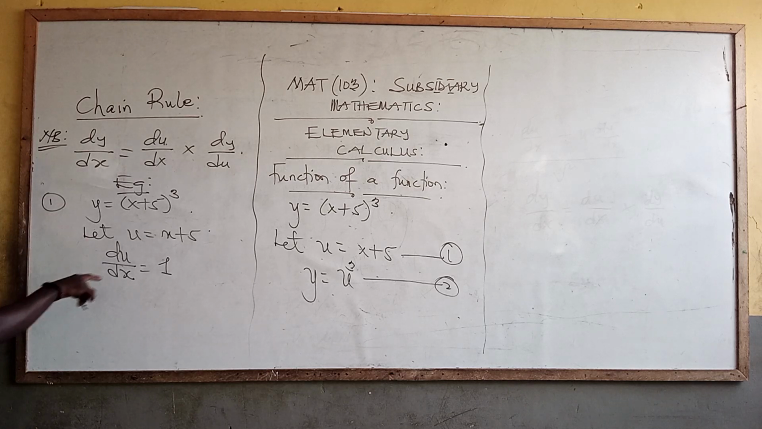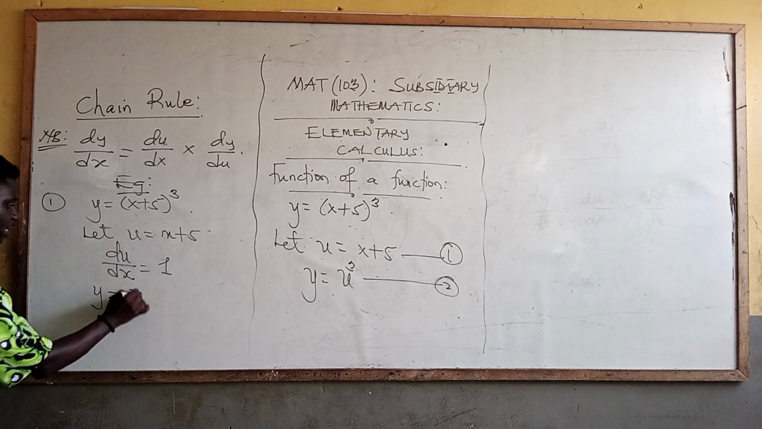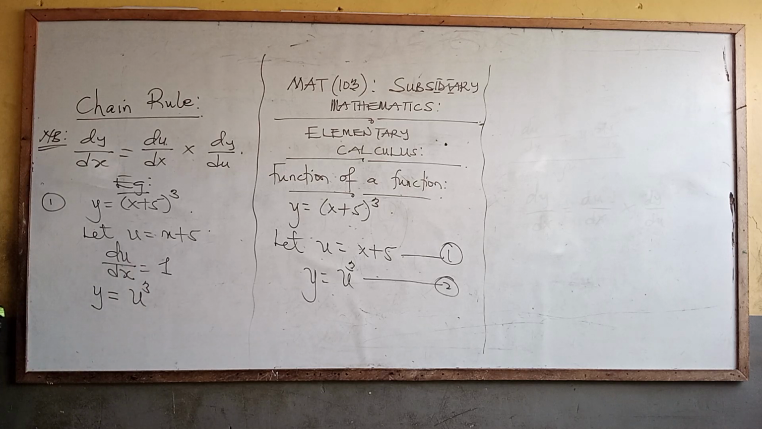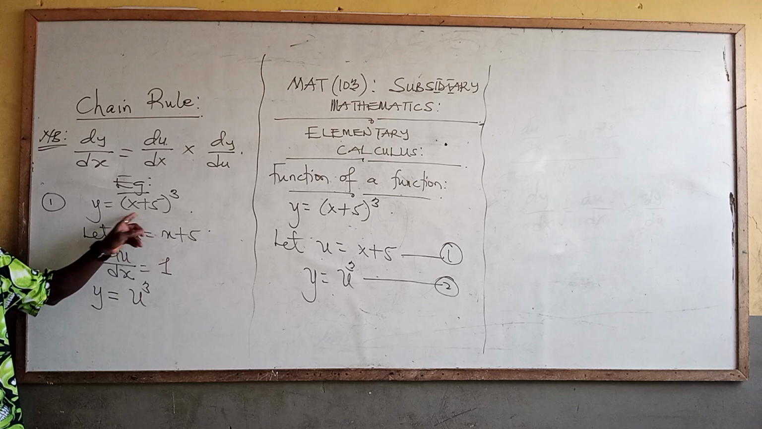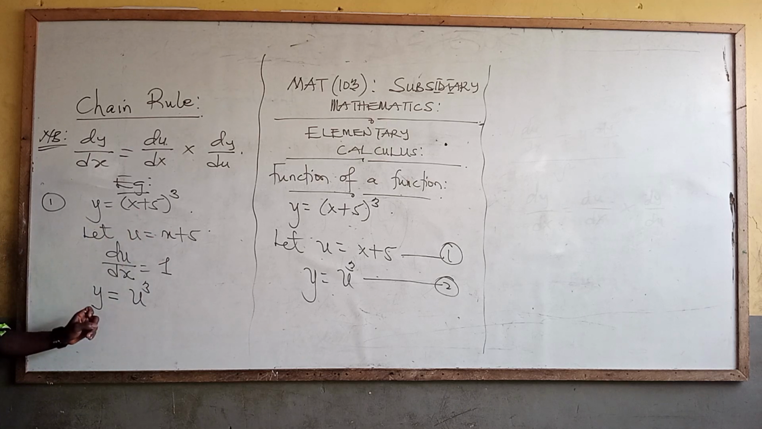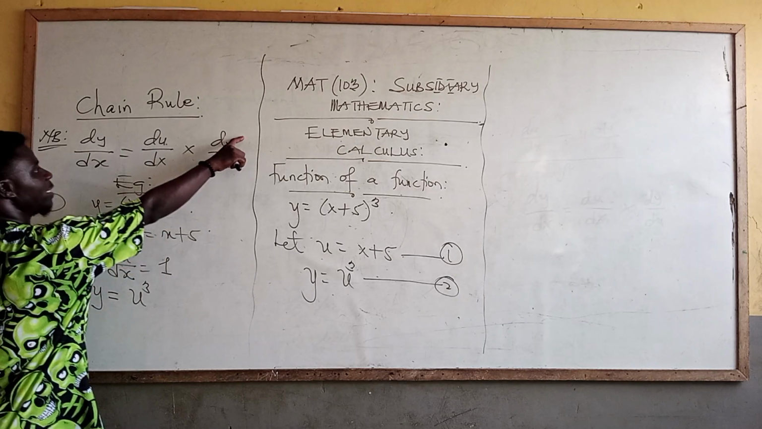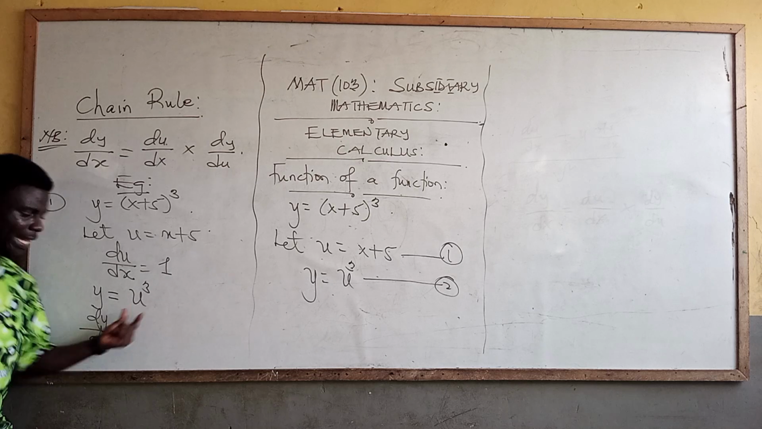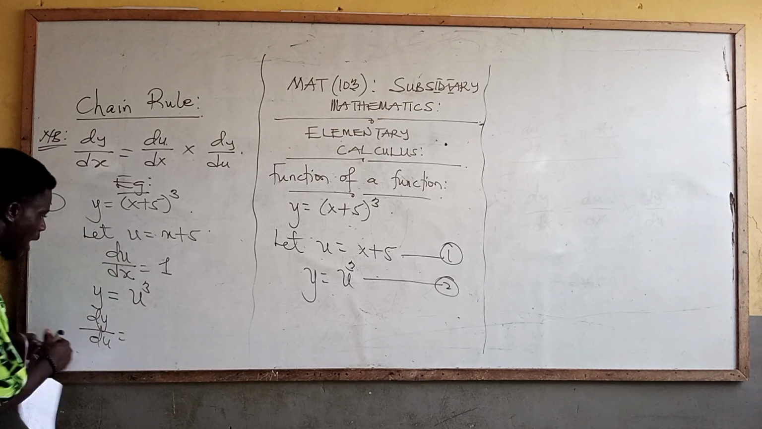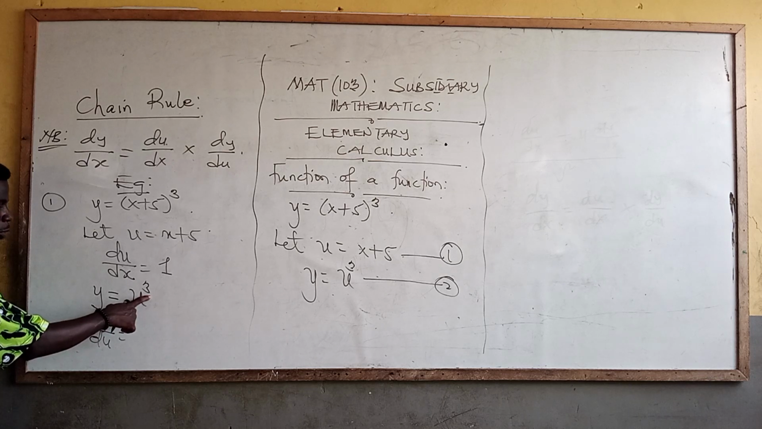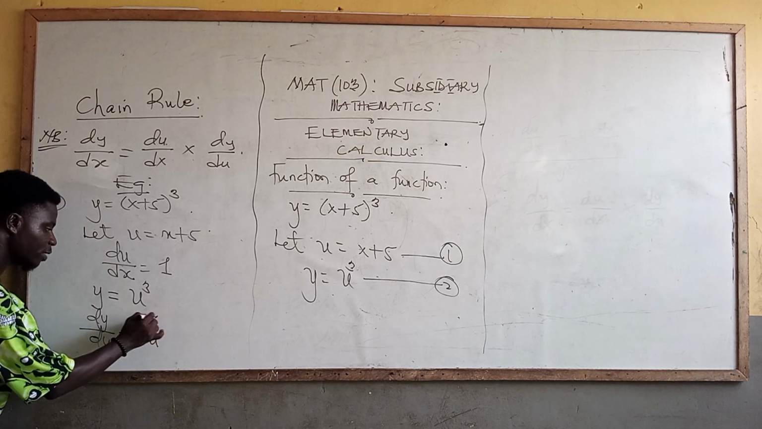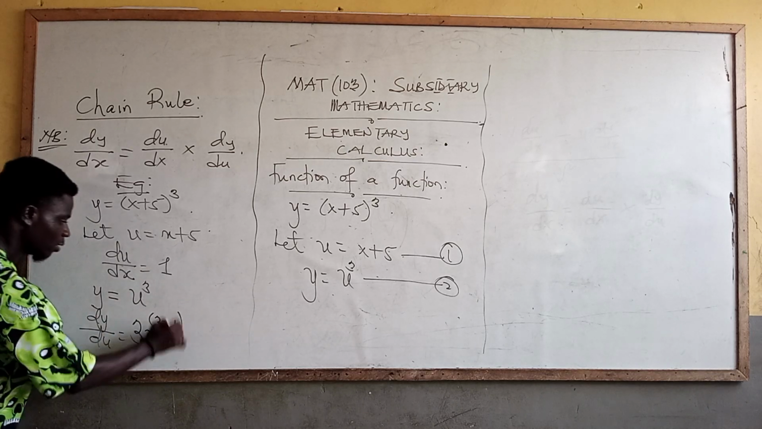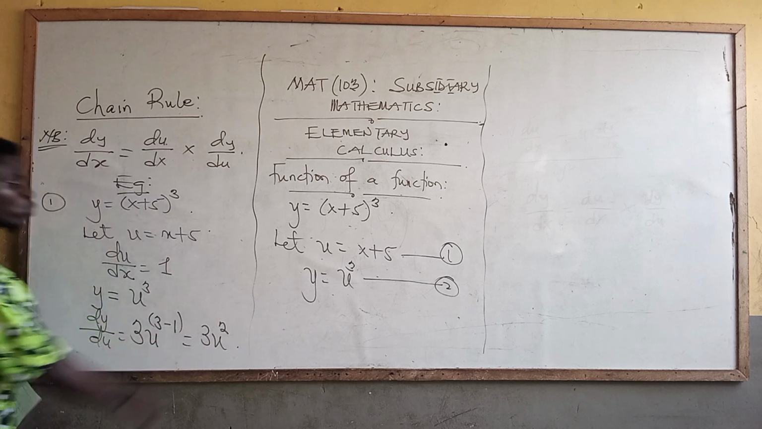Now, let's see again. I have my y equals, this time around, u cubed, because wherever I see x plus 5, I can substitute u. So I have y equals u cubed. So I can get dy over du, which means I'm differentiating this y with respect to u. We use the general power rule: 3 comes down, 3u, then we subtract 1 from the exponent, which gives 3u squared.